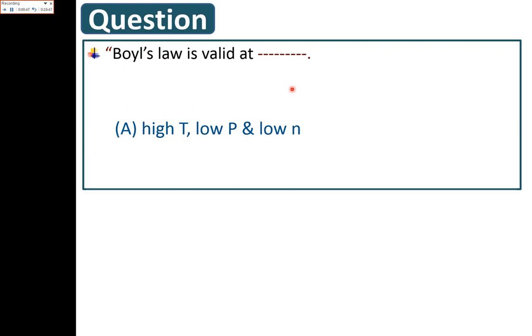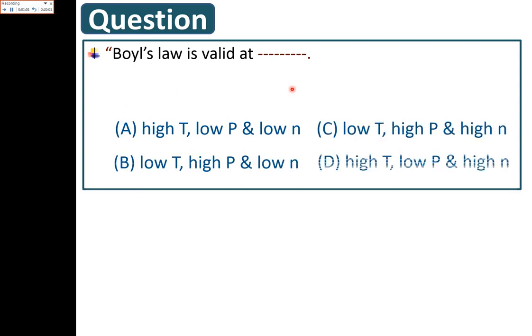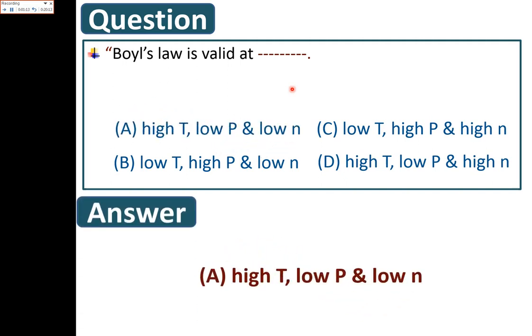So if I just asked you, Boyle's law is valid at, we will select the same conditions applied for an ideal gas. As I said in the last question, the ideal behavior is sustained at high temperature, low pressure, and low number of moles. So the correct answer will be A.